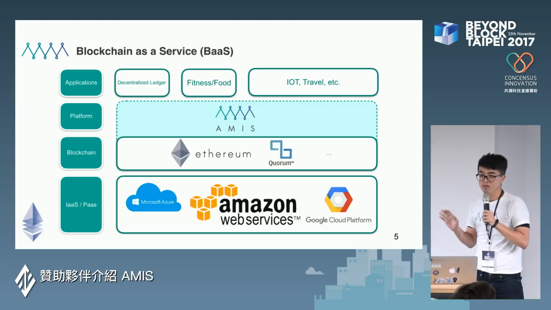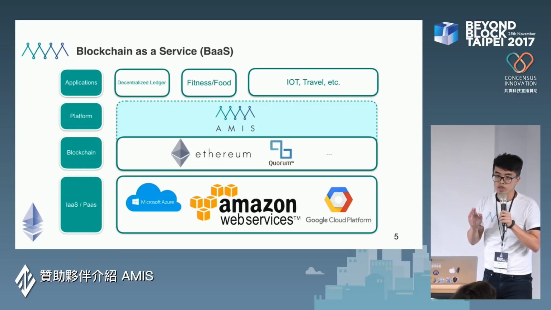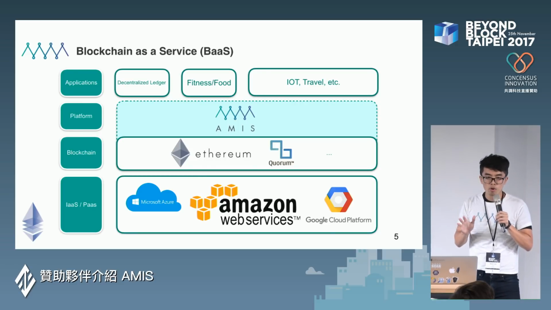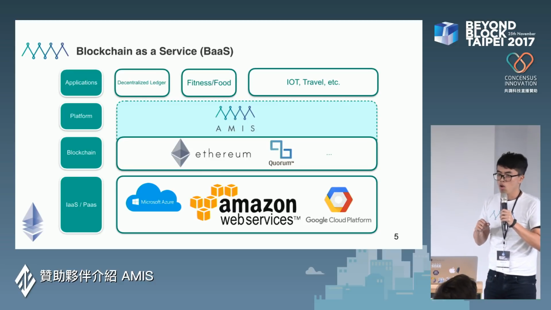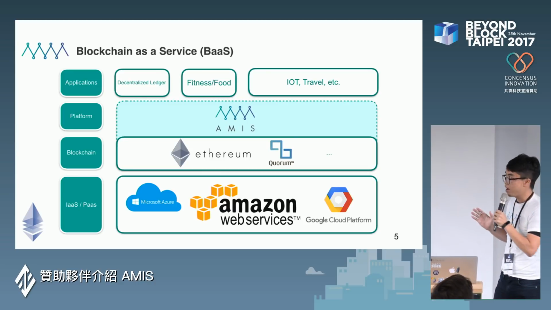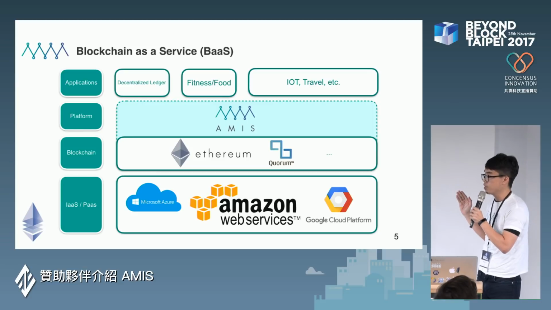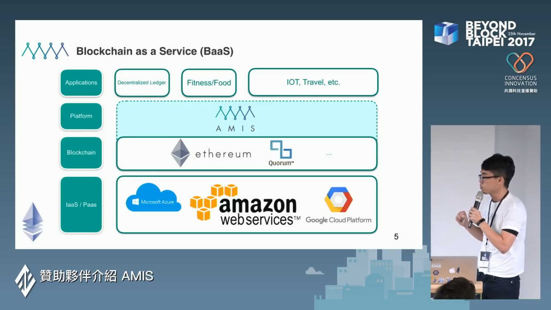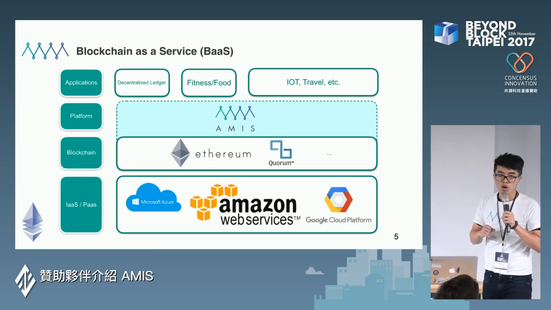After the distributed ledger project, we also developed other dApp projects like fitness and food records. These projects shared a similar architecture in AMI. With this experience, we can provide blockchain as a service to help developers create their dApps quickly. So it's our ongoing project now.